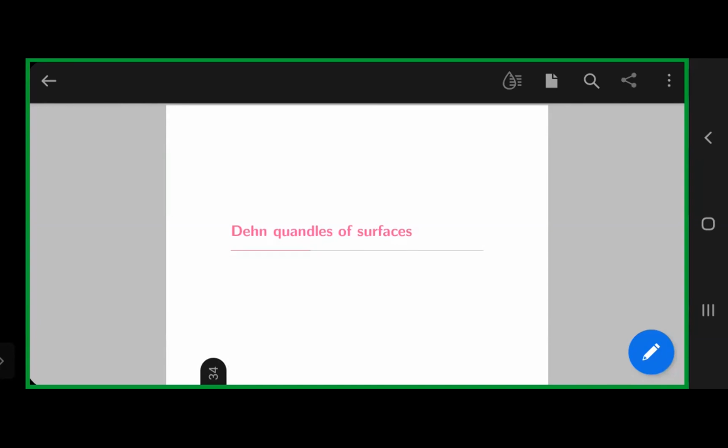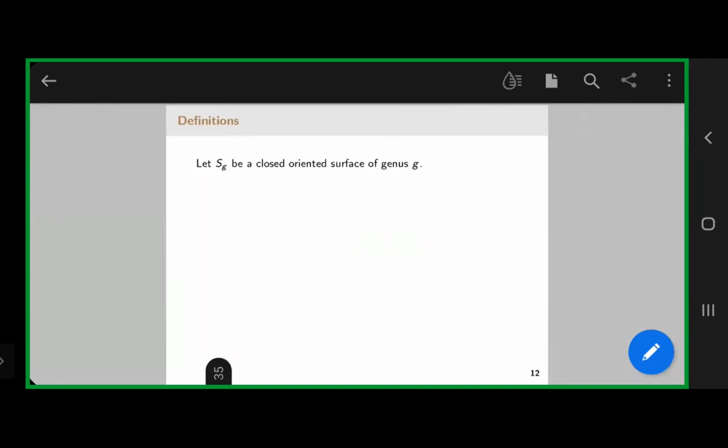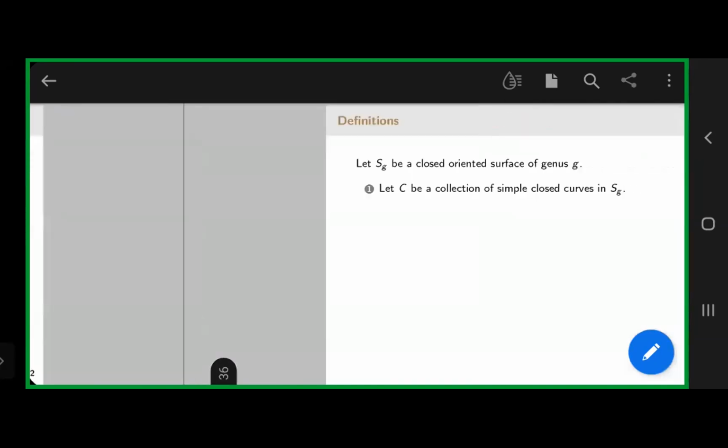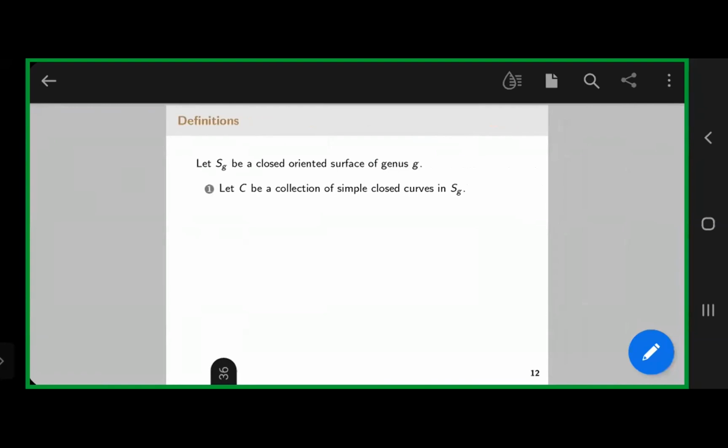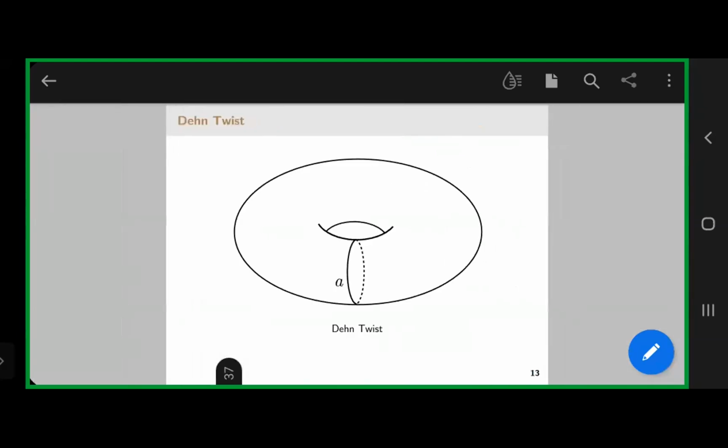Okay. So firstly, you have a surface S_g, a closed surface of genus g. Now you take the collection C, a collection of simple closed curves. On this collection, you define the operation by how one curve acts on the other curve, and for that you use the Dehn twist.